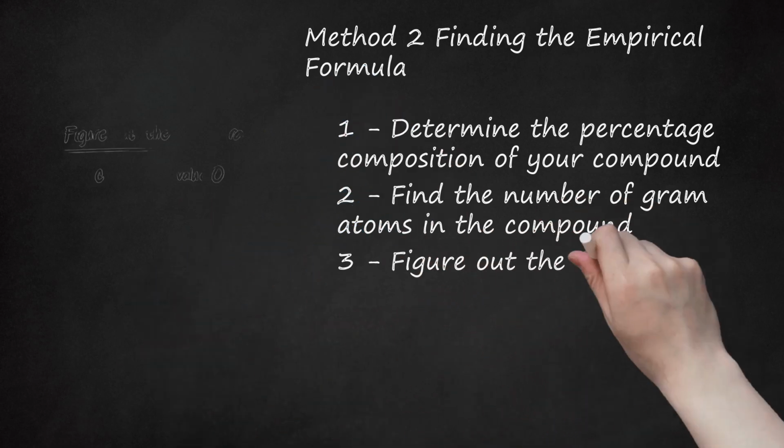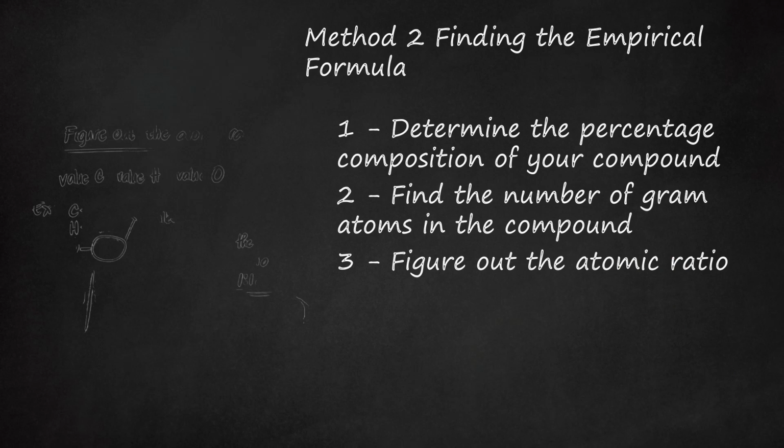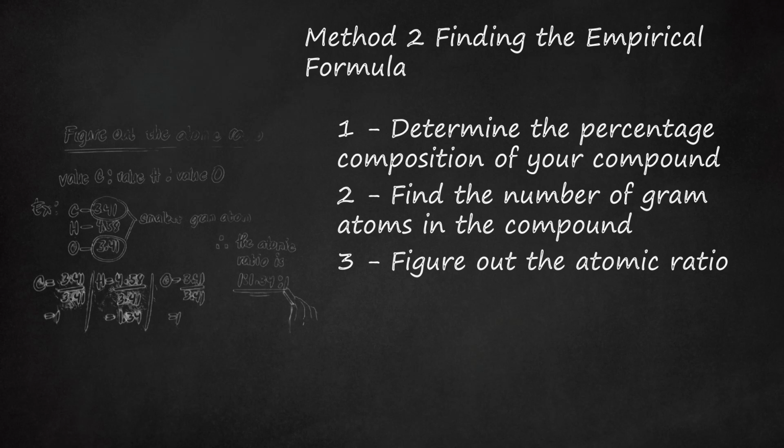3. Figure out the atomic ratio. Look for the gram atom that is the smallest of all of the gram atoms that we just calculated. For our example, this is 3.41, carbon or oxygen, they both have the same value. You must then divide all of the gram atom values by this number. You write the ratio like this: value carbon, value hydrogen, value oxygen.